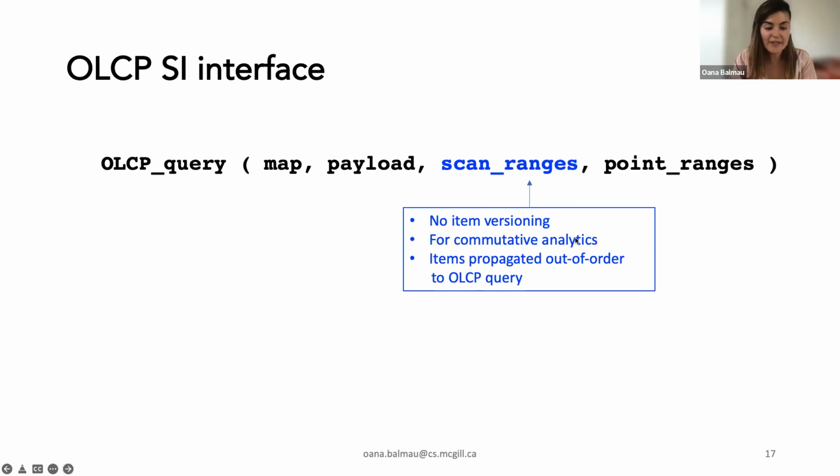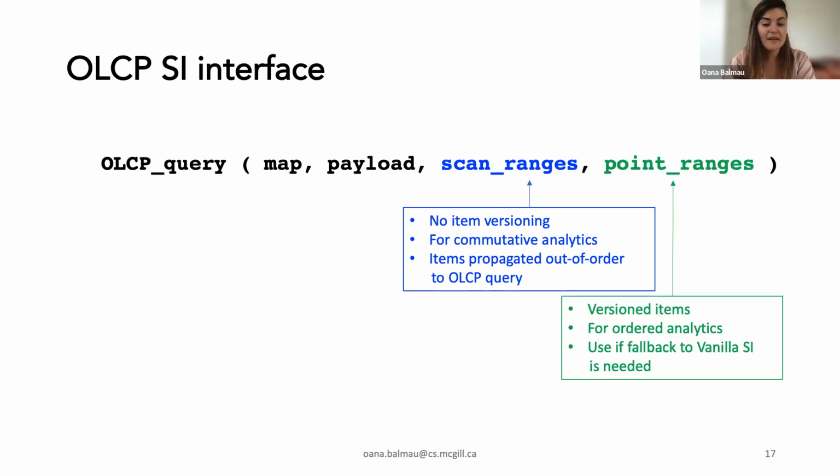The scan range is basically the range on which we would want to run an OLCP query, like the long analytics that we saw in the previous example. Items in this range are propagated out of order to the analytics transaction, and we need to only go over them once. So we don't keep any item versioning. It's like Z in the previous example.